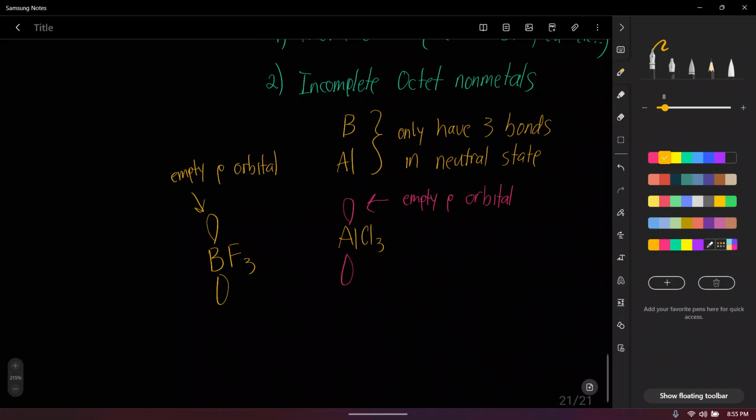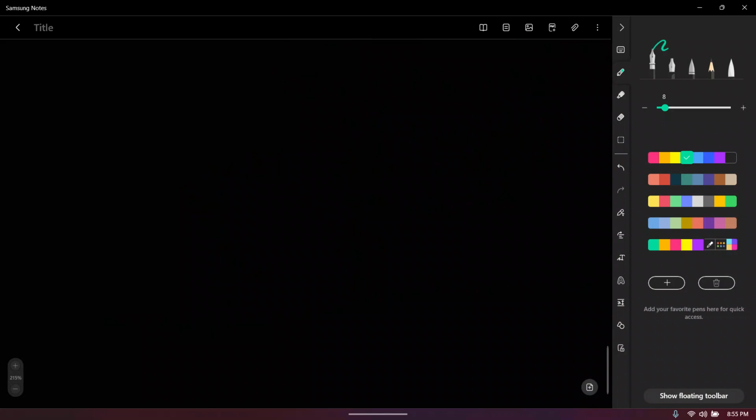All right. So that is how to identify a Lewis acid. All right. So now that you know what a Lewis acid is, we can talk a little bit more about how to do some EAS reactions.